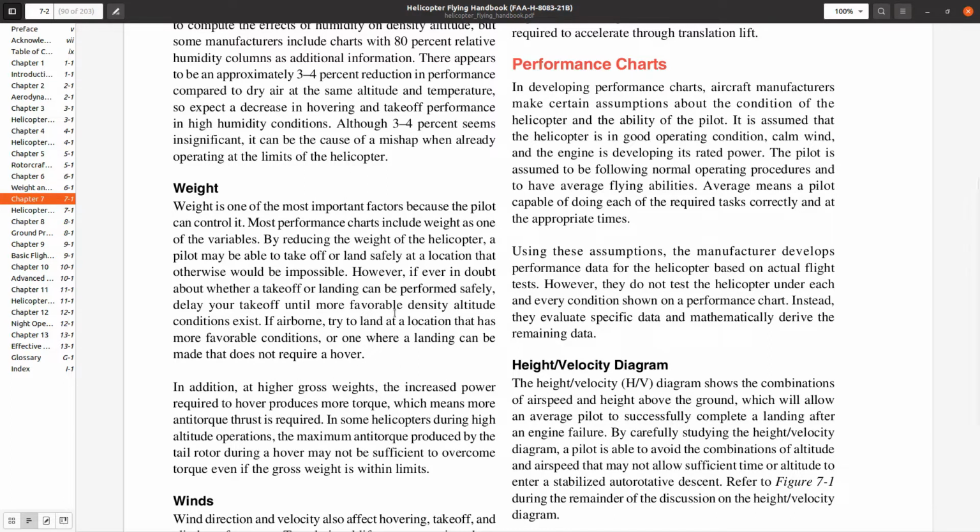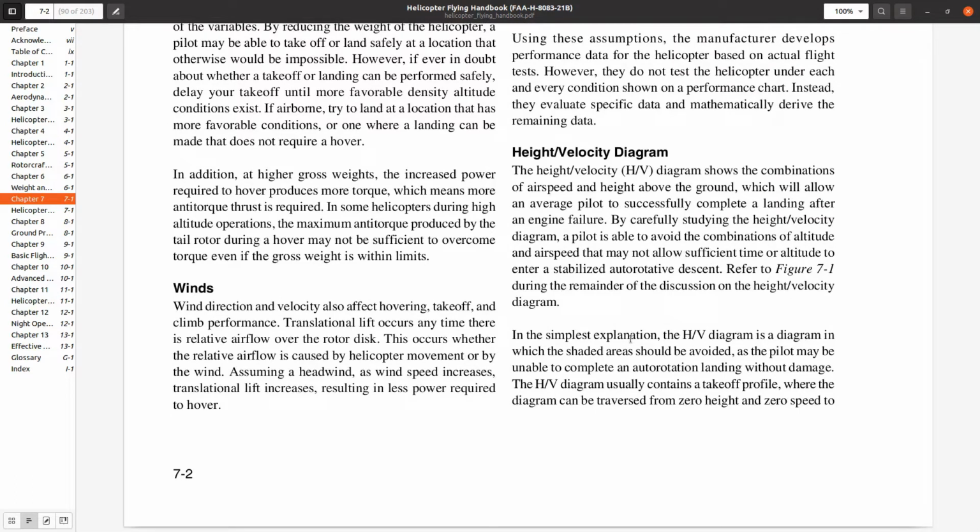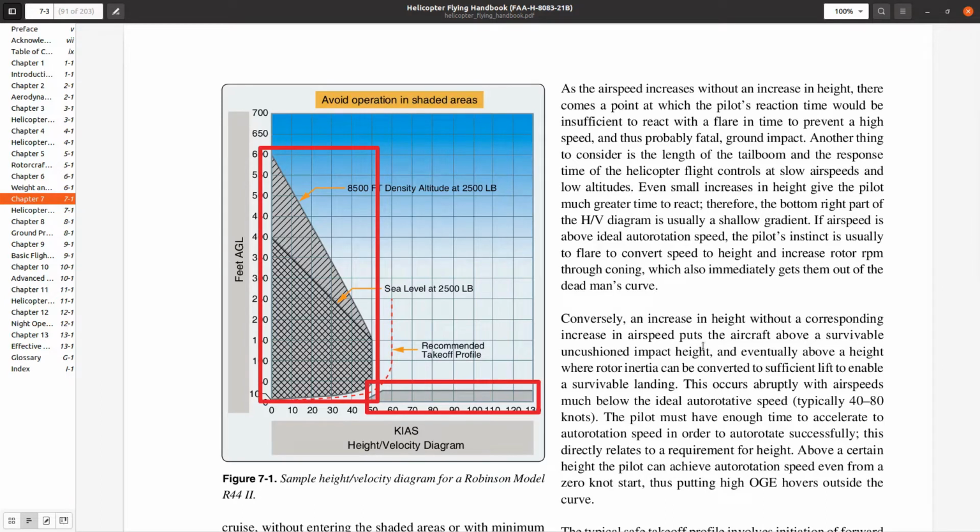Like every other aircraft in the world, helicopters have performance charts. One thing that's a little different about helicopters is this thing called a height velocity diagram. I'll go through our example Schweizer here in a bit. It's essentially a diagram that tells you the places where, if you're flying at this height and this speed and had an engine failure, you might have a really hard time doing a successful autorotation. So we have all of these shaded regions, and you're supposed to avoid flying in those shaded regions as much as possible. It's not always possible, but as much as you can, you want to avoid that. And then they also will have a recommended takeoff profile.